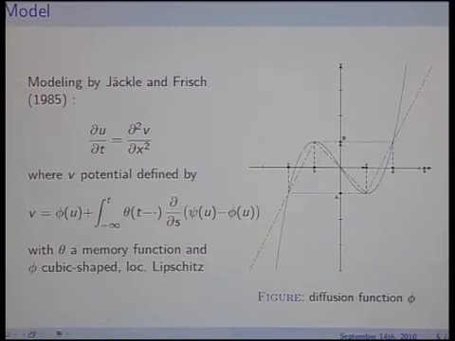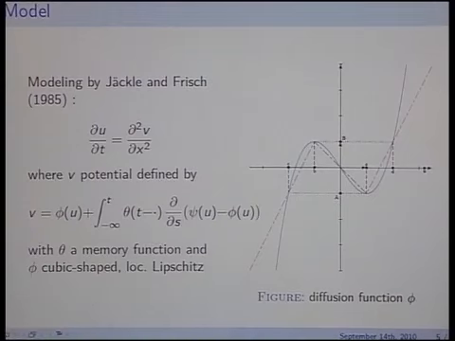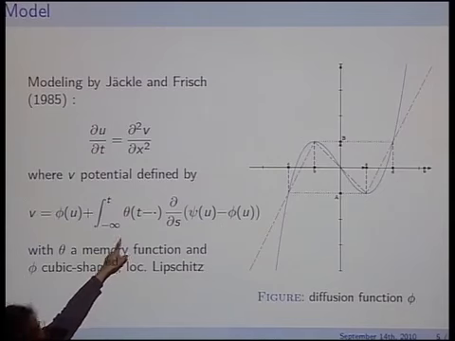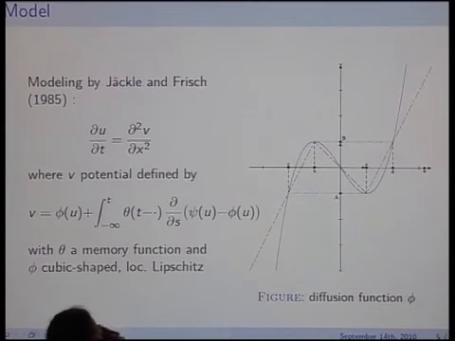So this model was proposed by Jekyll and Frisch in 1985, and it takes the form of a second order derivative in x and one derivative in time. U is the mass, and V is some kind of potential which is defined as a certain diffusion function f of u plus a convolution in time of a memory term, theta, and another function psi and phi with a derivative.